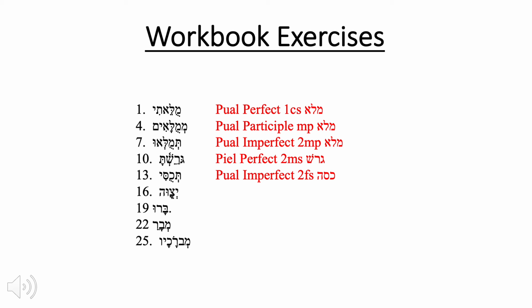Number 13 is clearly a pu'al imperfect 2FS, tav prefix, yod suffix. We have the dagesh in the samek. The hey has dropped off. We have the U-class vowel underneath the kaf, the shva underneath the tav. Pu'al imperfect 2FS. How about number 16?